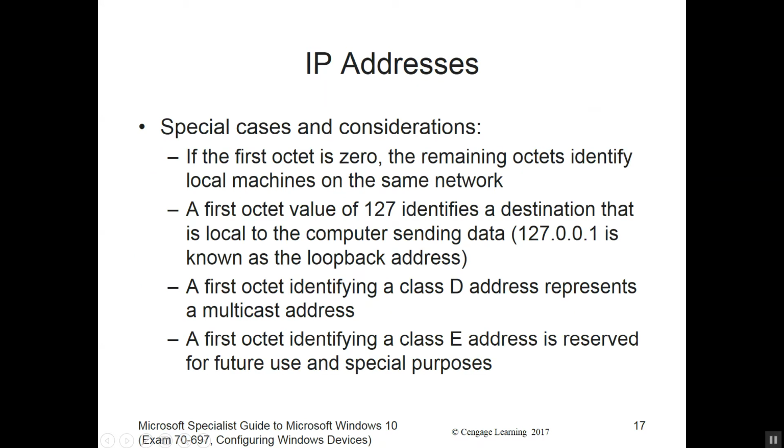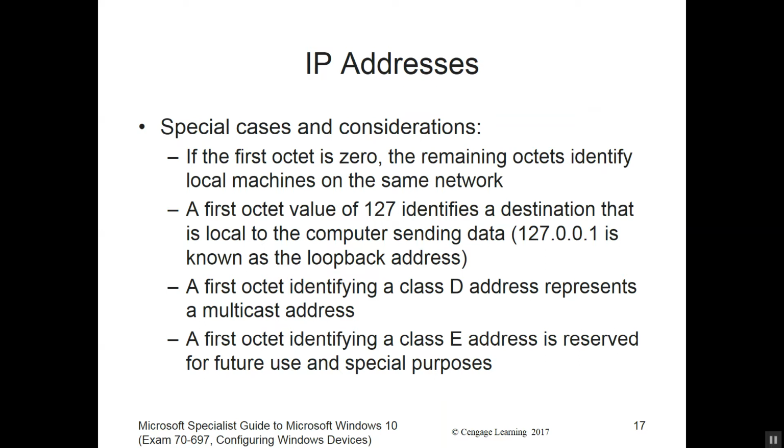Now, in special cases and considerations, if the first octet is 0, the remaining octets identify local machines on the same network. A first octet value of 127 identifies a destination that is local to the computer sending the data. It's what we call a loopback adapter address. An IP address has not been assigned to the device, so this is generated on its own as a loopback adapter.